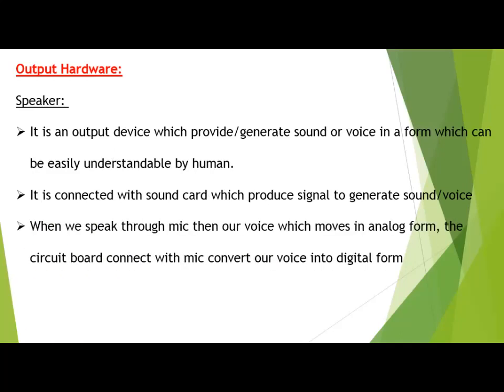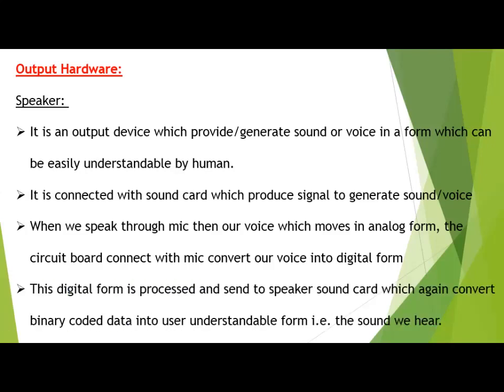When we speak through a mic, our voice, which moves in analog form, is converted by the circuit board connected with the mic into digital form. This point was already discussed in the mic lecture, but I'm discussing it again. Whenever we speak through a mic, our voice is basically in analog form. It is received by the mic, and the mic is connected with the circuit board. That circuit board converts our voice into electrical or digital form, which is understandable by the computer. This digital form is processed and sent to the speaker's sound card, which again converts binary coded data into a user understandable form, that is the sound we hear.